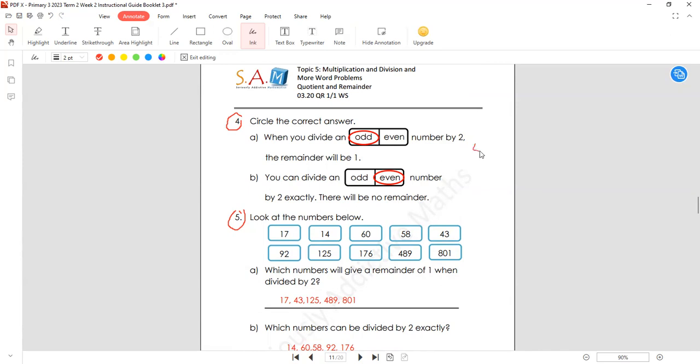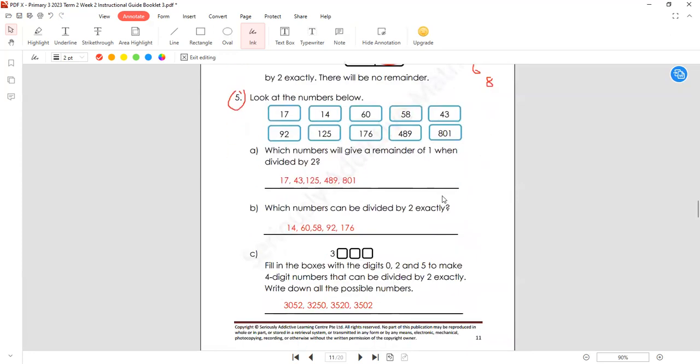Say, for example, 5 divided by 2. It's odd. 7 divided by 2, there will always be a remainder of 1. And then when it's an even number, 6, 8, there's no remainder. Because we cannot use factors or multiples yet as they have not learned it, we just have to say that it can be divided equally. That's why there's no remainder.